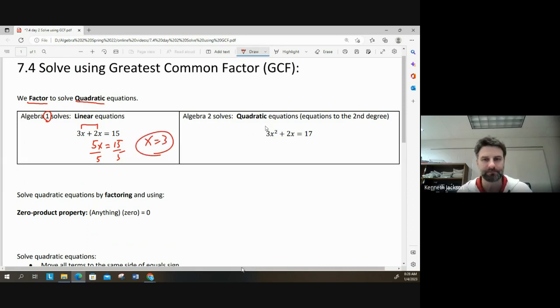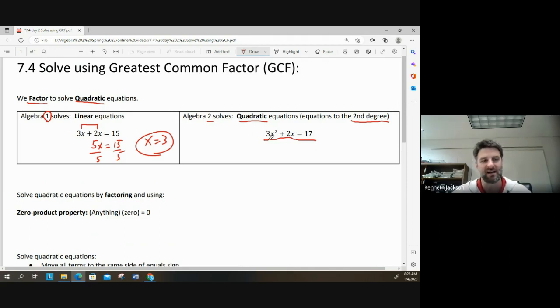X equals 3. Over here in Algebra 2, we have what is called a quadratic equation. And a quadratic equation simply means an equation to the second degree. And the second degree means my biggest exponent in the problem is 2. This is a quadratic equation we have in front of us. And the steps to solve this quadratic equation, 3x squared plus 2x equals 17, is not the same as it is to solve a linear equation. We can't solve it the same way.